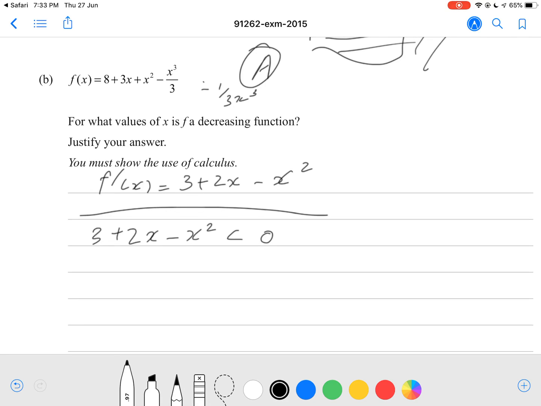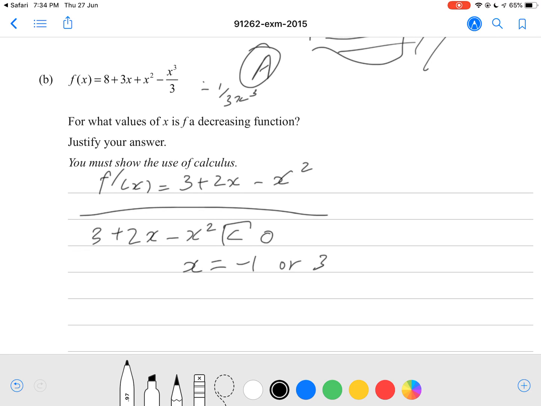Okay, so now we're just going to factorize. Actually, I'm just going to get a graphics calculator out. If we plug into our calculator, that makes life a lot easier. Just put a equals negative 1, b equals 2, and c equals 3 in your calculator, and you should get your answer here. So negative x squared. Okay, so you should be getting your answer as x equals negative 1 or x equals 3.